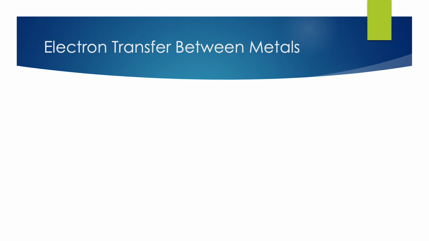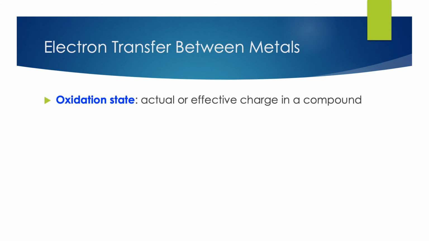So let's look at what this means, for example, if we have electron transfer between metals. Now I want to note that the oxidation state of a metal, we call it the oxidation state, is the actual or the effective charge when it's in a compound. The way we can figure this out is we almost always say that when oxygen is in a compound, it has an oxidation state of -2. Almost always when hydrogen is in a compound, it has an oxidation state of +1. And the other oxidation states sort of follow from that.